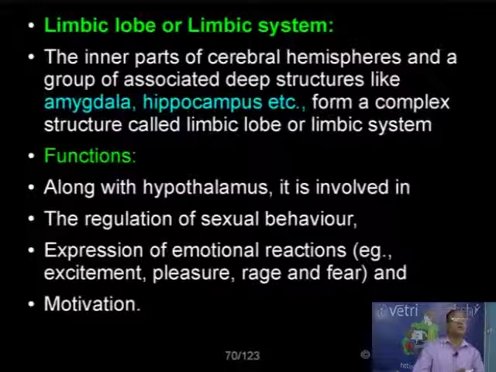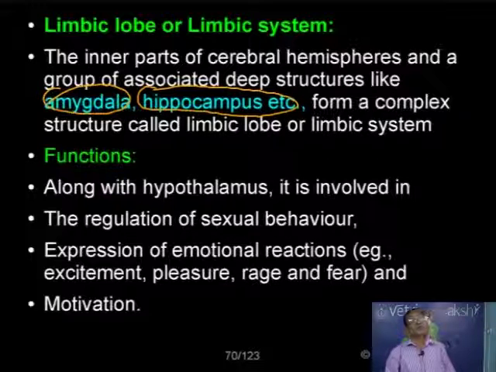Now, I mentioned already we have a group of associated deep structures. What are the associated deep structures? For example, the amygdala is one structure present inside, and also the hippocampus. The hippocampus, along with the corpus callosum, is responsible for lateralization, the coordination of the functions of the two cerebral hemispheres. So the inner parts of the cerebral hemispheres and a group of associated deep structures, the amygdala and also the hippocampus, together form a complex structure called the limbic system or limbic lobe. I mentioned earlier the hippocampus normally coordinates the activities of the two cerebral hemispheres along with the corpus callosum.